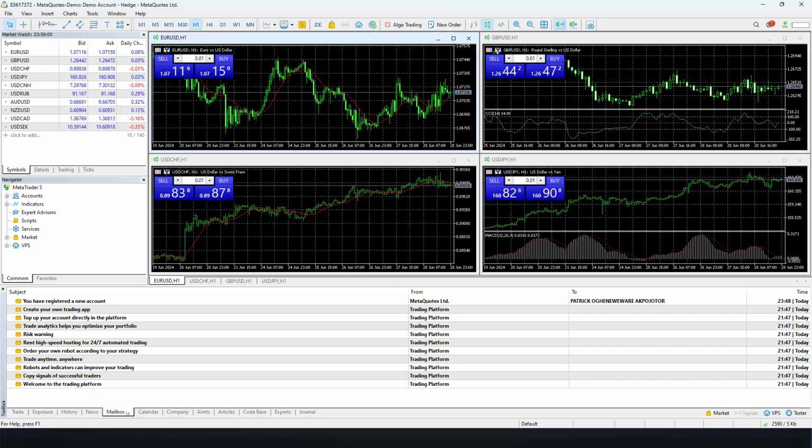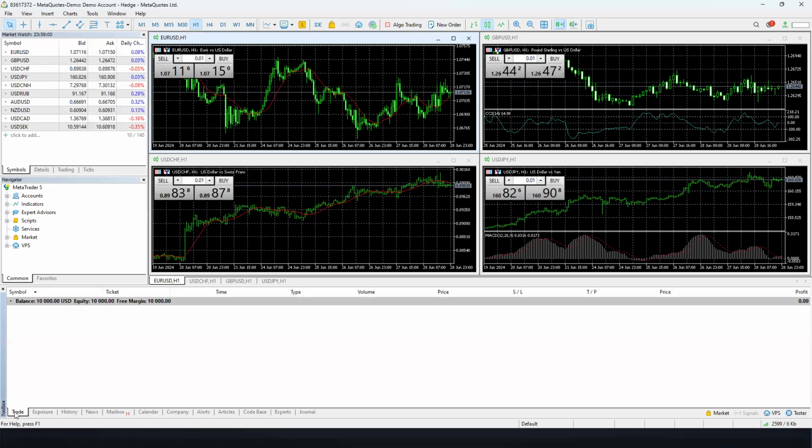Now it has automatically created a demo account for me already. Look at the demo account. Look at the number 83617372. So everybody that has not done that before, you can do it yourself. Okay. And it's a $10,000 account. Look at it, $10,000.